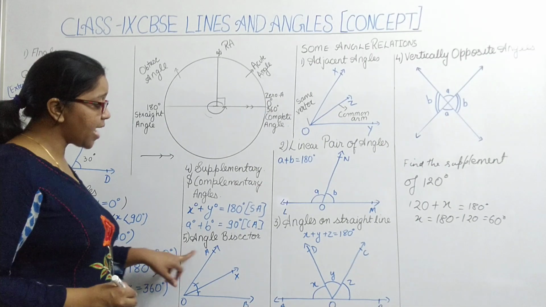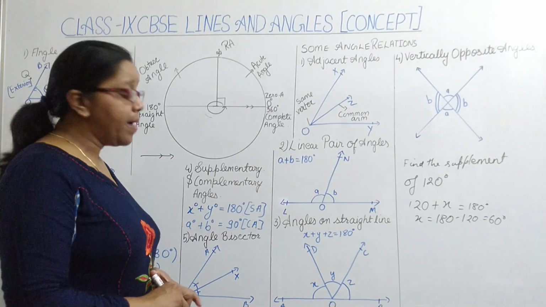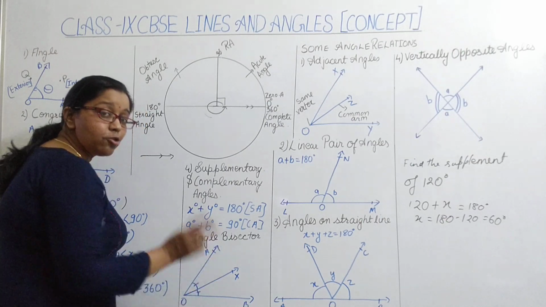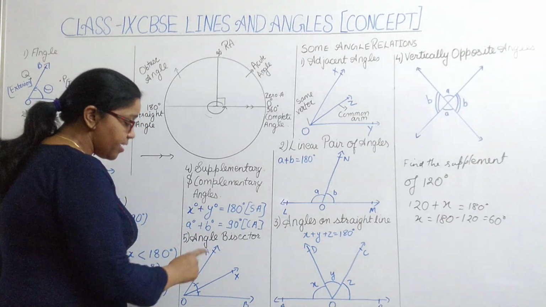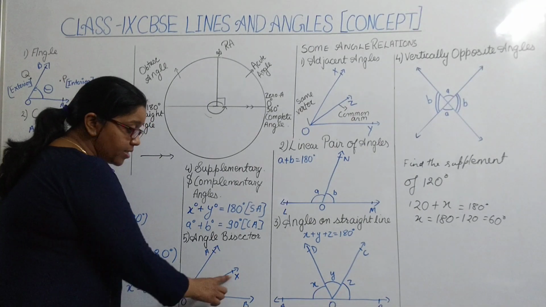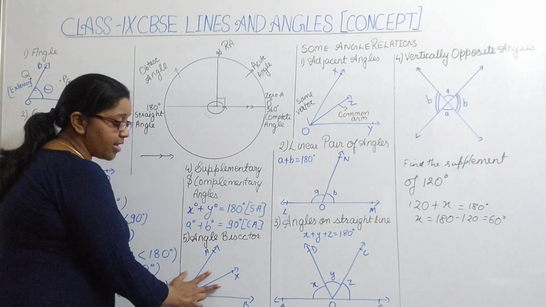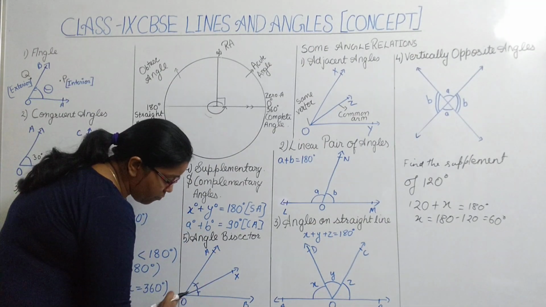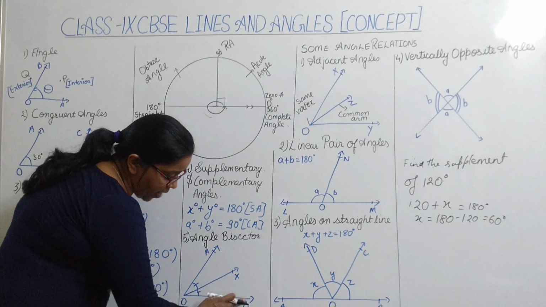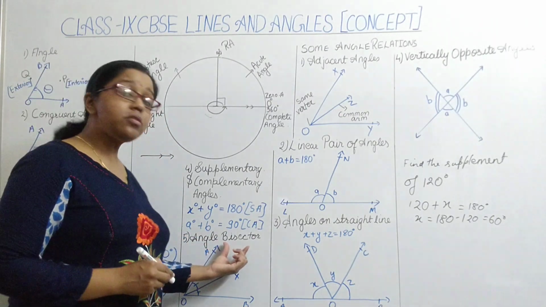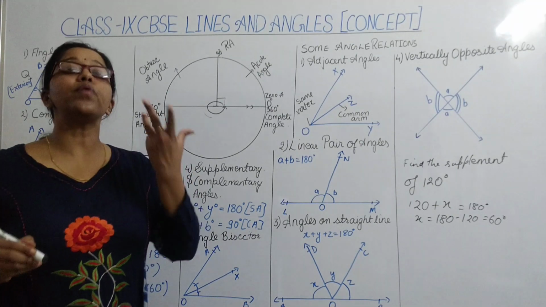Now the next is angle bisector. An angle bisector is the ray which divides the angle into two equal parts. Here I have an angle AOB and OX is a ray which divides this angle AOB into two equal parts. It means angle AOX is equal to angle BOX. Okay. So bisector always means dividing into two equal parts.